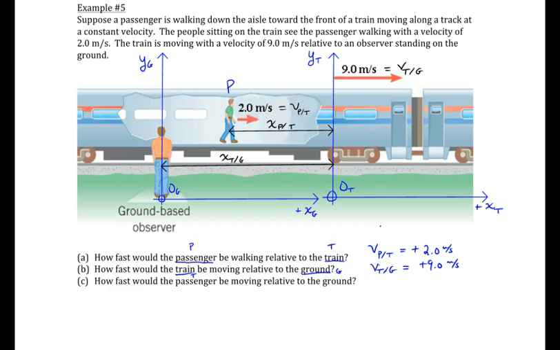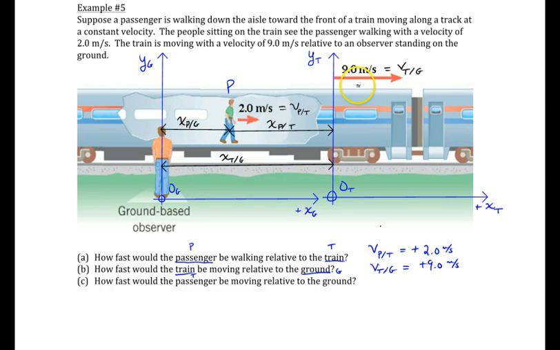Now let's move into part C, where we ask how fast is the passenger moving relative to the ground-based observer. Now, we could go into discussing how the positions can be added or subtracted to get this distance here, which I'll label as x of the passenger p relative to the ground. But what we're really looking at in this question is, what is the velocity of the passenger p relative to the ground? We're looking at the velocity in this case.